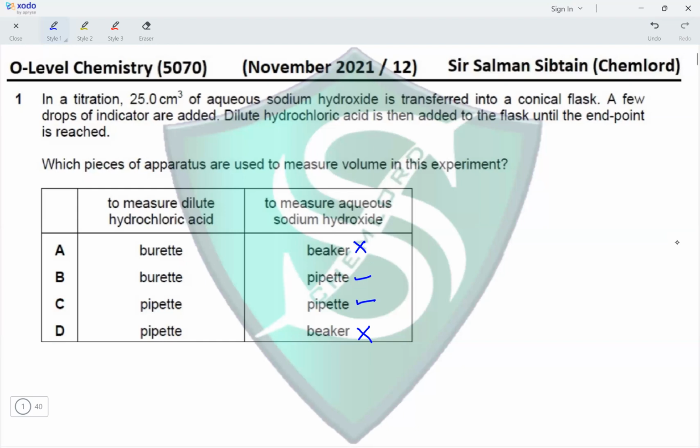So now we have to decide what to use to measure the volume of hydrochloric acid. Now, we don't know what the concentration of sodium hydroxide or hydrochloric acid is. So the volume that we require for HCl will have to be obtained through titration. That means we need an apparatus that measures variable volumes but accurately. And the only apparatus to do that is a burette. So the correct answer for measuring dilute HCl would be a burette and not a pipette. So this makes option B the correct option for this question.